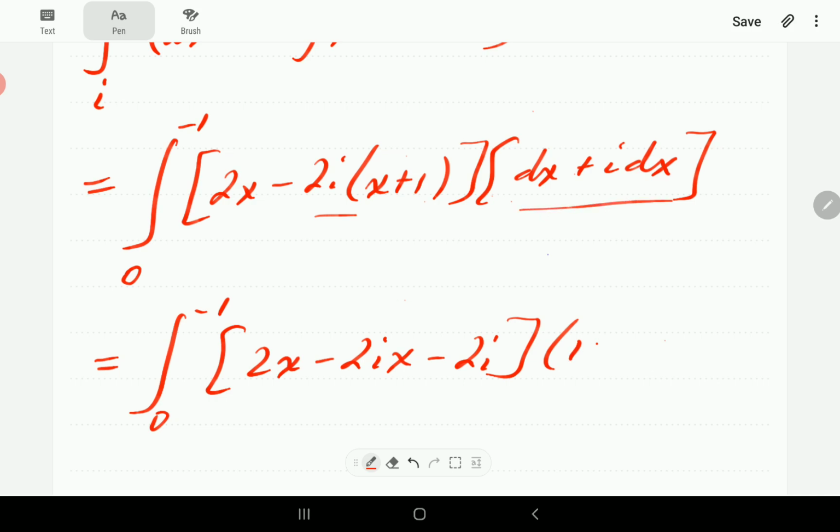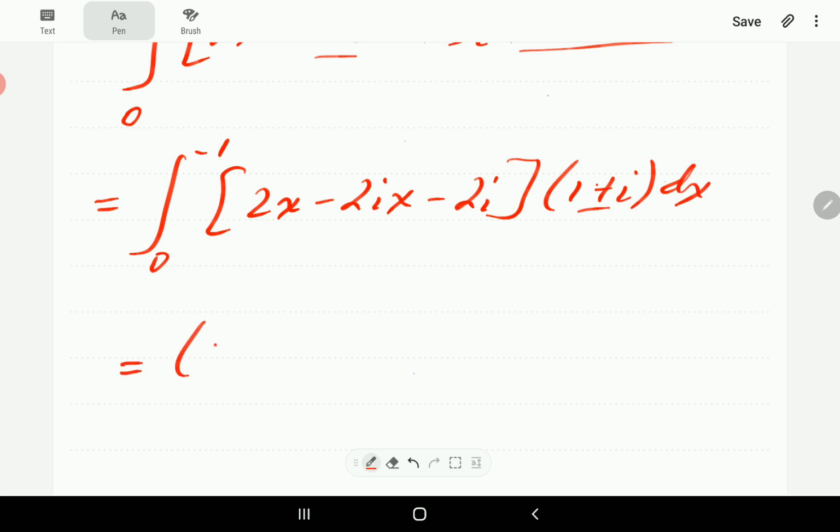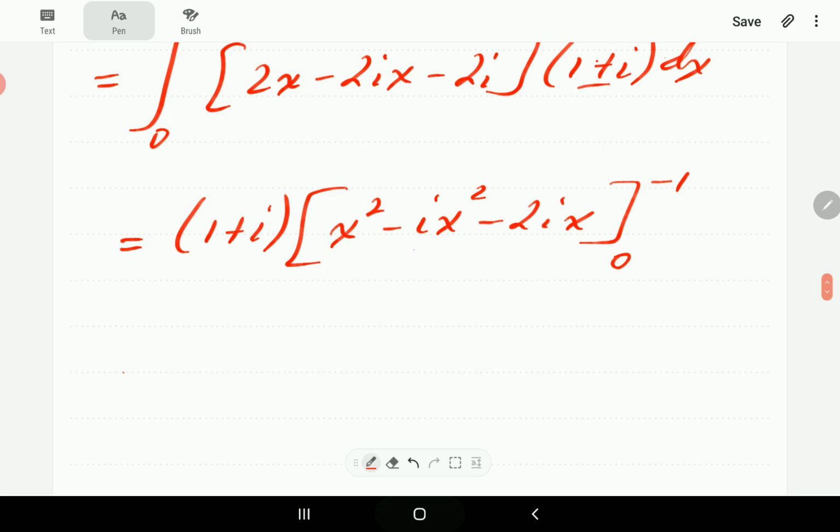In this part, we can factor out dx. Now, since 1 plus i is a constant, we can take it outside, factor it out, and then we can integrate with respect to x. The integral of 2x is x squared. The integral of another 2x there is going to be ix squared. And then the integral of 2i is going to be 2ix, from 0 to -1.